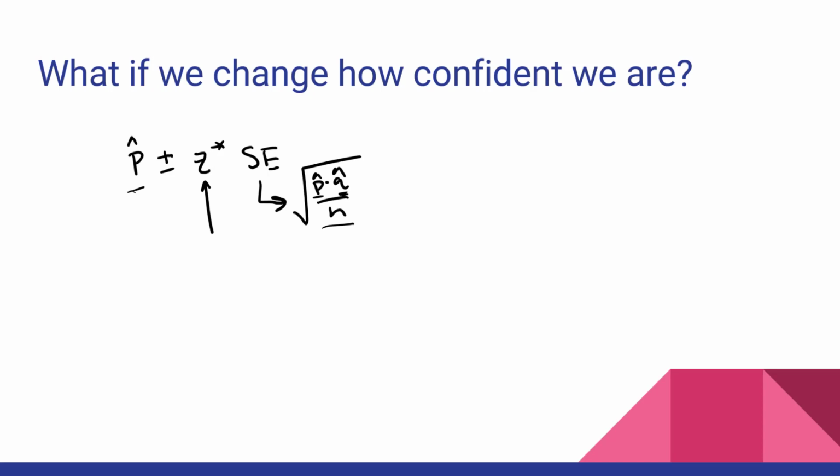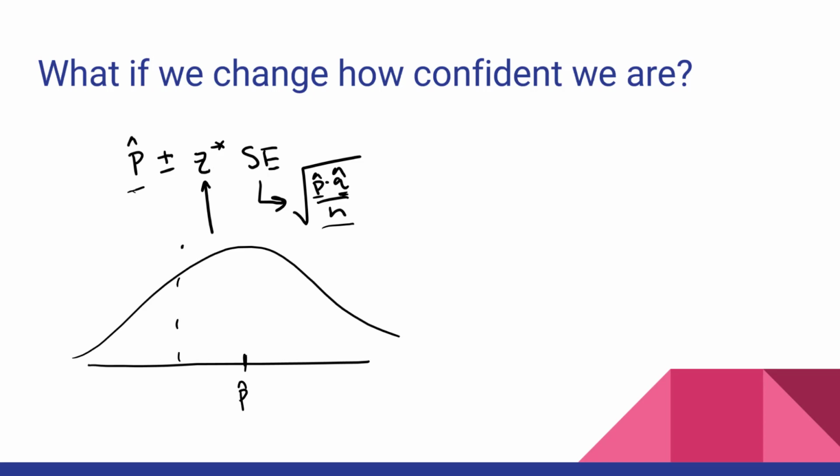I mentioned earlier that our z critical value is derived from the normal model. If we have our p hat here, and then we have some level, our x% confidence in the middle, we know that this is our z critical value. So let's pretend that our x% confidence is 95%. So this is our z critical value.